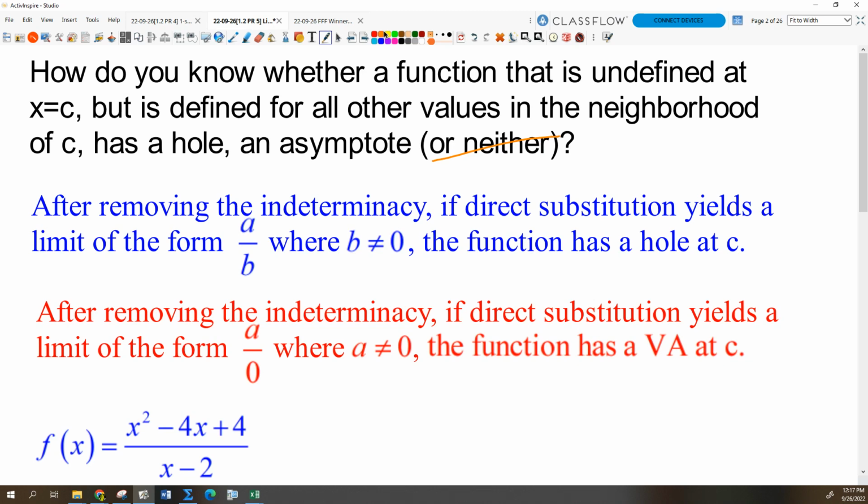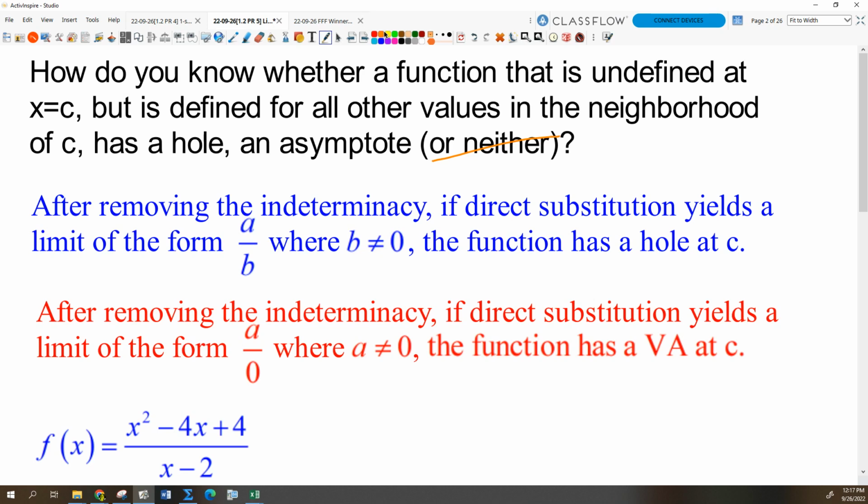know which one. When I resolve the indeterminacy, if I get a number, where there's no 0 on the bottom, then it's a hole. And the limit is telling me the value of the function at that hole. That's what we've always seen in the past when we've done problems like this. You get what I mean?